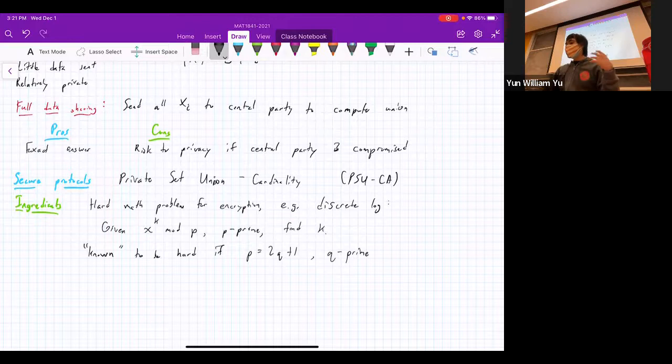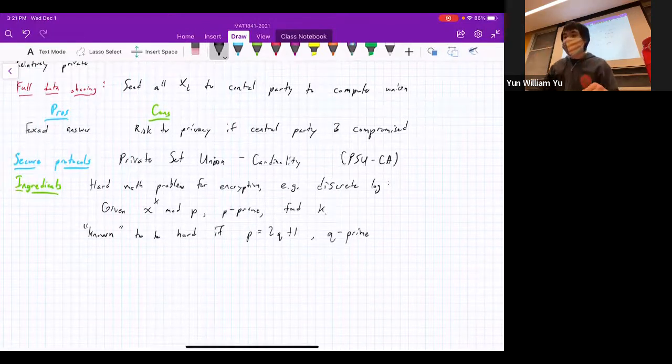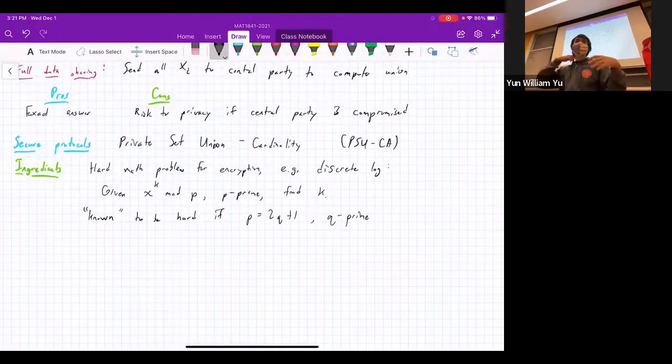But basically, we have some hard math problem, and you can use this to construct an encryption algorithm that allows you to send information securely. And so long as this problem actually is hard, then you don't have to worry about an adversary learning information from these encrypted data points.